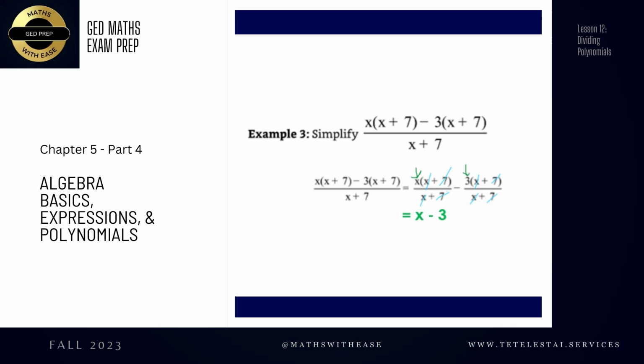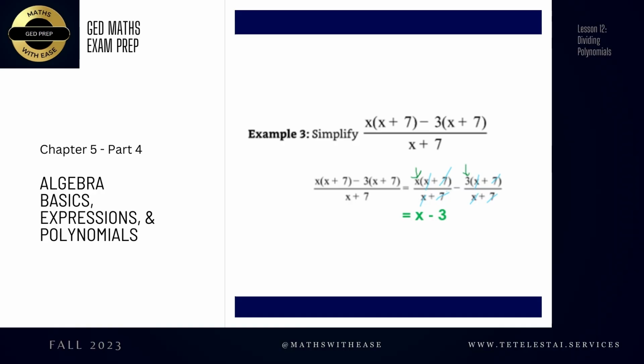So this first term will be the numerator for our first fraction, x times x plus 7, and our denominator stays the same, so we're going to have x times x plus 7 divided by x plus 7 minus, and that's because we have a subtraction here.